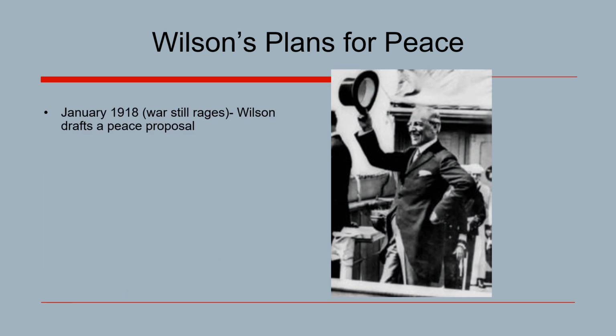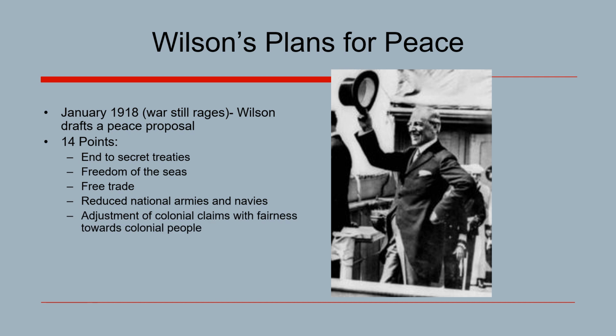Wilson has a plan for peace that he has been ruminating on throughout 1917, and he announces this peace plan to the world in January of 1918. And this is going to be known as the 14 points. You can guess why. There are 14 things that Wilson believes have to happen in order for a conflict like this to not happen again. And the 14 points are Wilson's roadmap for peace. And they are quite idealistic, many of these points that he has on here.